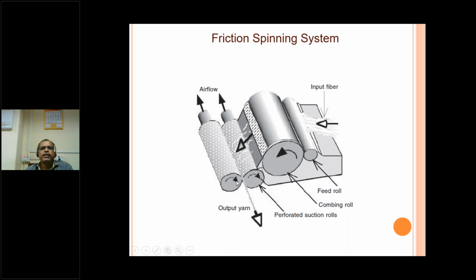Another is friction spinning, where the spinning happens and twist is applied by two rotating rollers due to the friction at the nip.